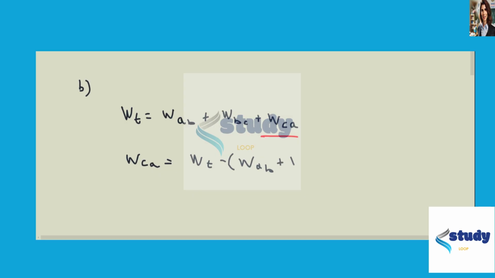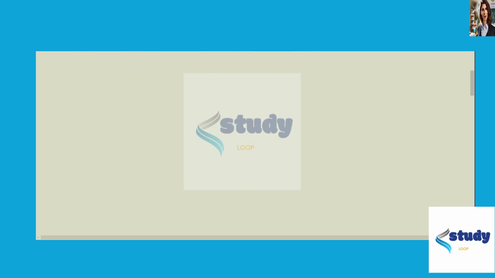W_AB plus W_BC. From the PV diagram, we can see that for the BC part of the process, the BC line will be on the constant volume. So if there is no volume change, there is no work done. Therefore, this will be 0. Only this part of the work will contribute. And in this case, for the W_AB, now we will use the ideal gas equation.